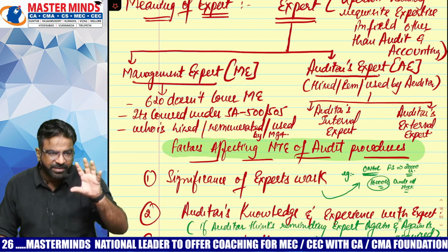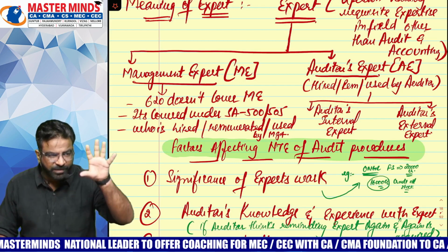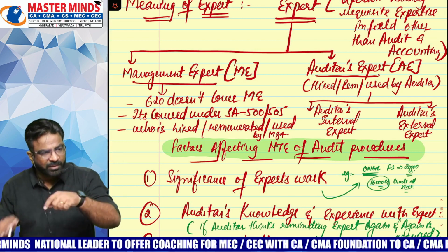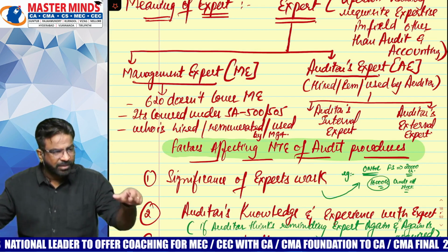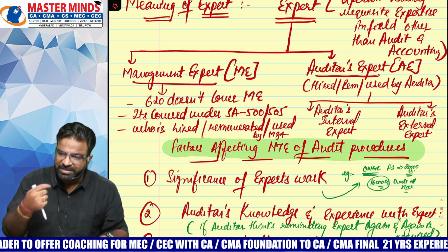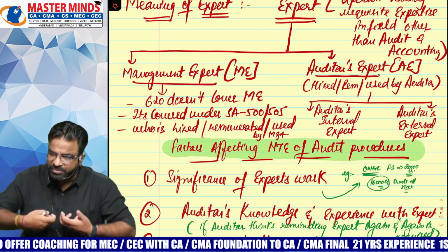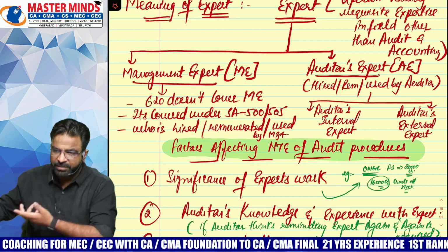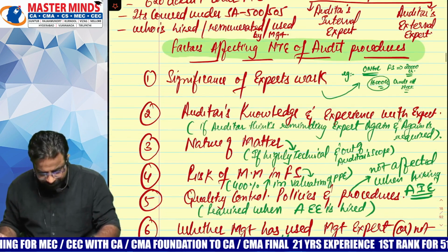But did you understand the definition of expert first? The expert other than auditing and accounting. What are the 2? Management's, auditor's. In auditor's, what are the 2? Auditor's internal, auditor's external. Within the firm, if I am using the resources, internal. Outside, external. Simple. Next one.